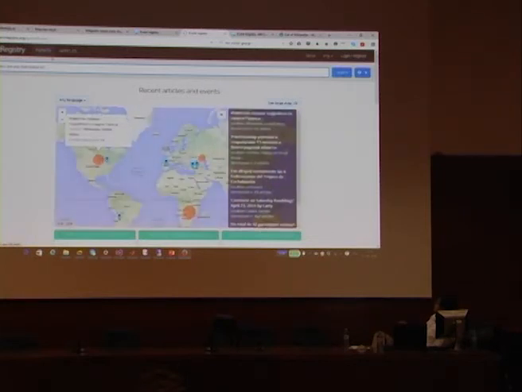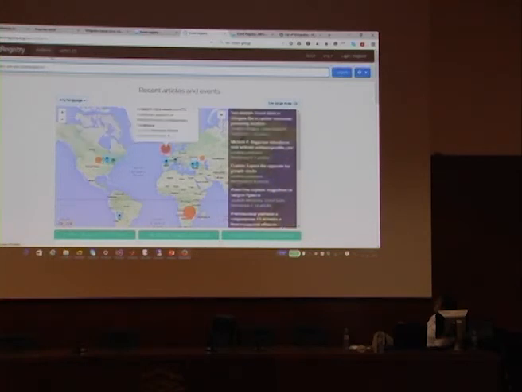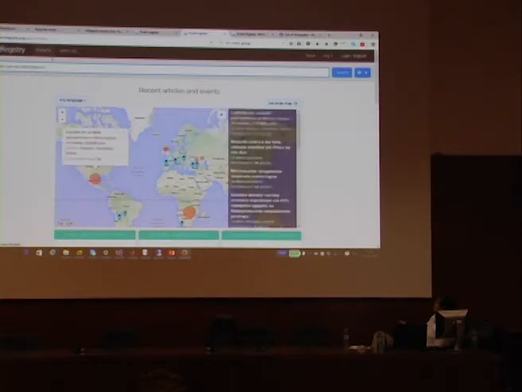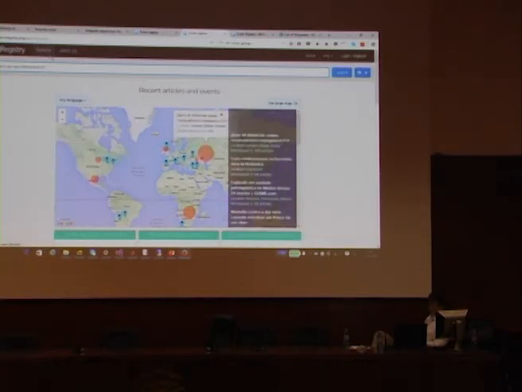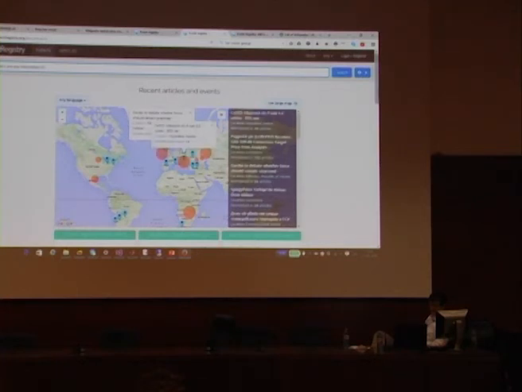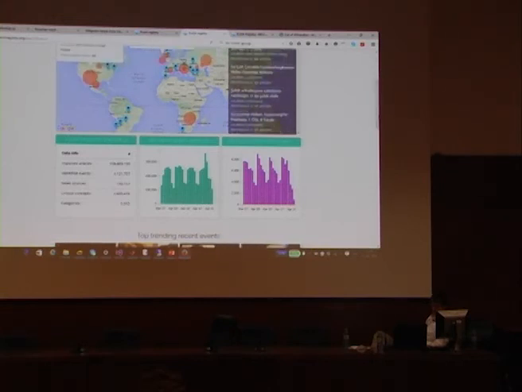So the article comes in and it's mapped to the one event, or a new event is created. And you can see articles coming in, Russian articles, Spanish articles, and the corresponding geographical location. There are a lot of events already in the database, more than 4 million.